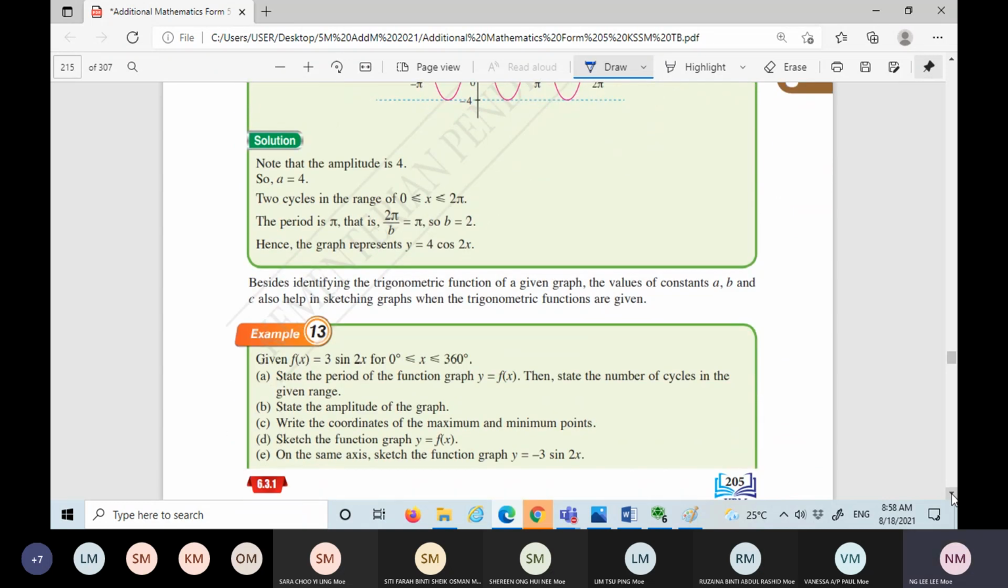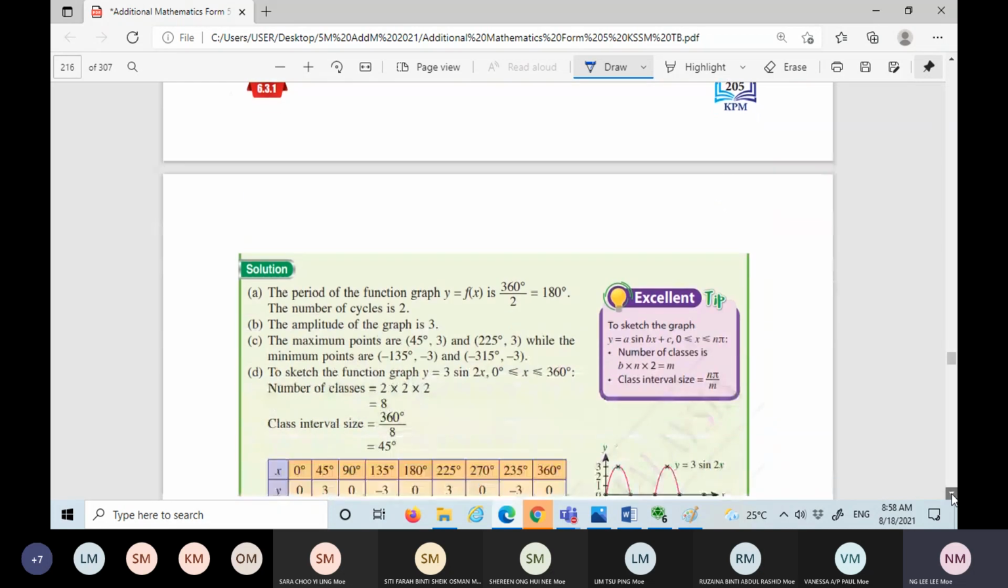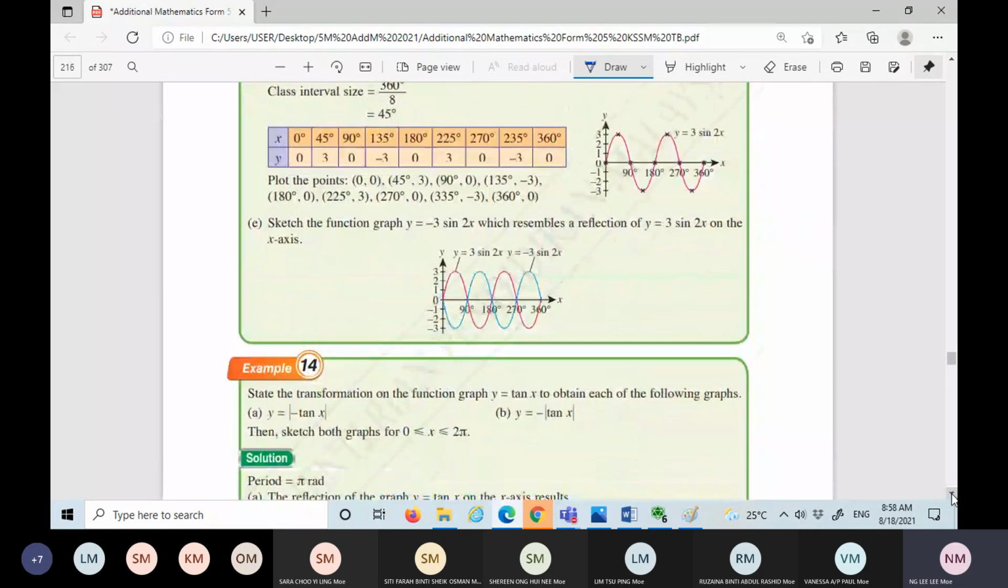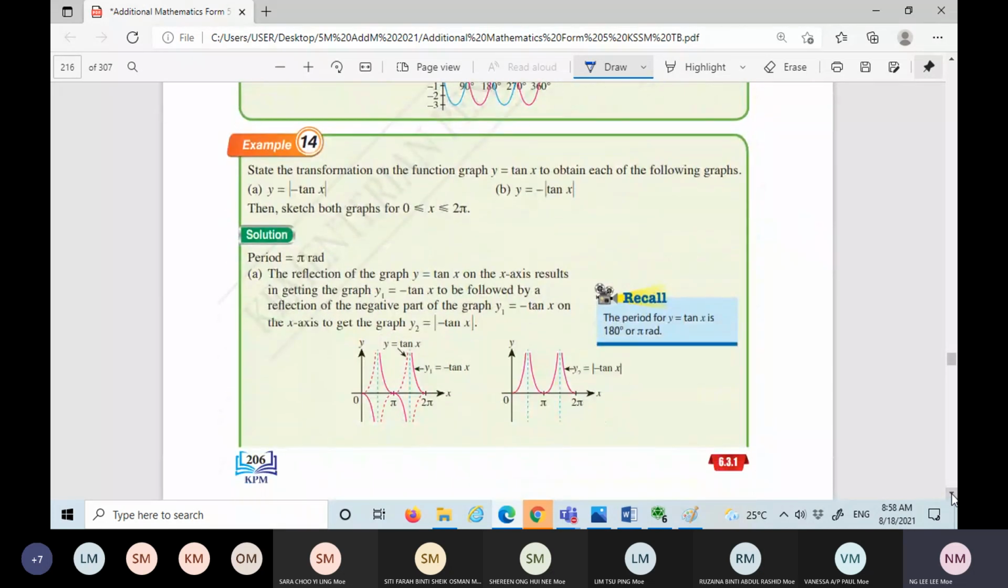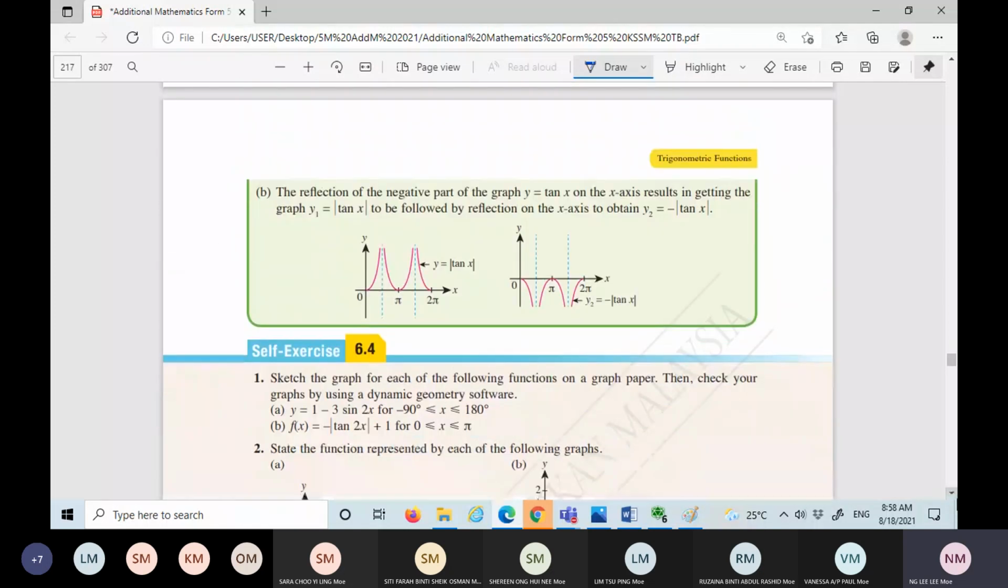Now we only have 2 more minutes. I don't think I can do one more with you. Actually, I want to do a tangent graph with you. So for the tangent graph, you go through by yourself. Example 14, see how they use that method and they get the answer. You can see the solutions.